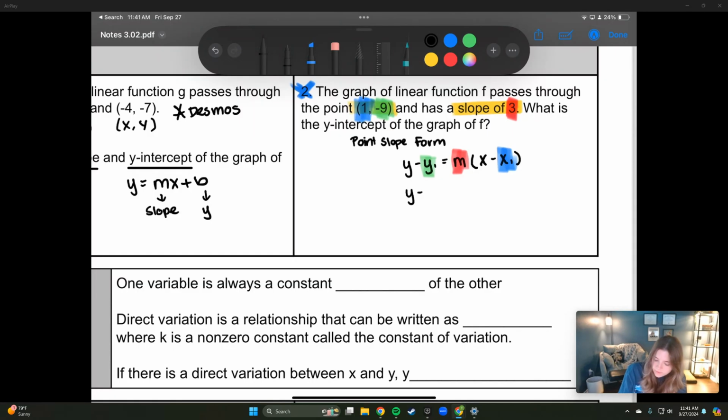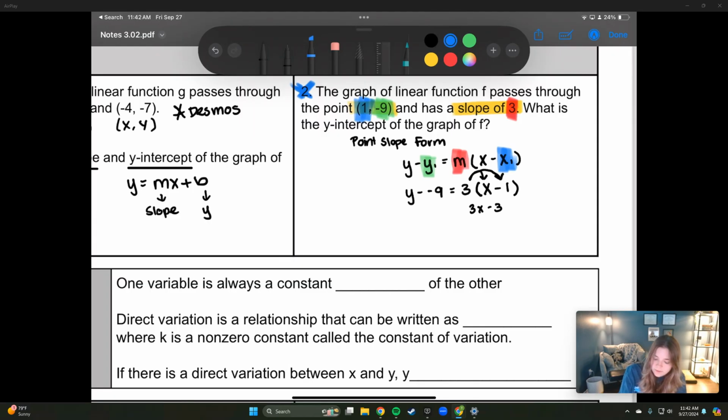I say y minus, well, y was -9. Okay. Notice how I put minus and then the negative. Okay, that's important. Can't forget that negative. Is equal to the slope, 3, times x minus x, which is 1. Now, first, you're going to distribute, right? I'm going to take that 3, distribute it in here, distribute it in here. If you do it to one, you have to do it to both, right? So 3 times x is 3x. 3 times -1 is -3.